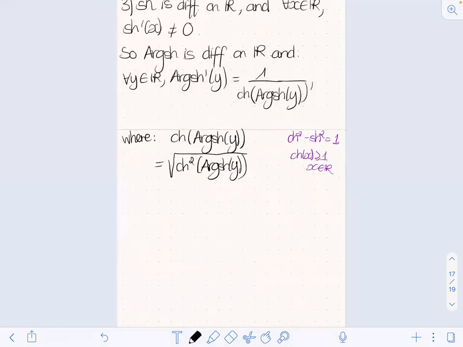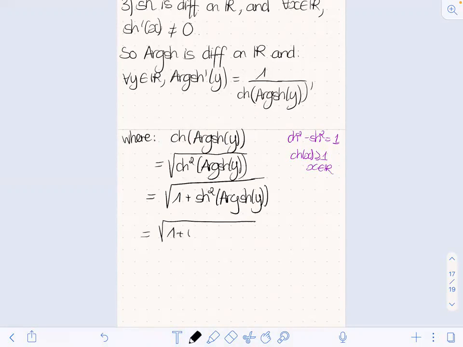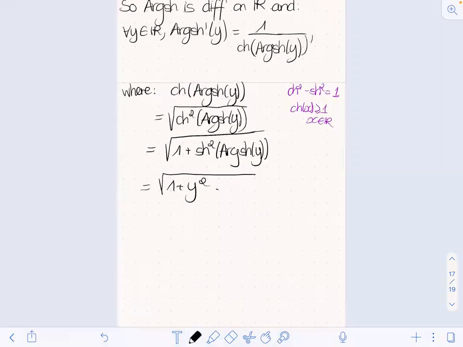And so this is equal to the square root of ch squared of arg sh of y. And once we're there, what was just said is key. So we get the square root of 1 minus, oh sorry, plus sh squared of arg sh of y. And what can we now say about that? It is equal to the square root of 1 plus y squared. Absolutely, yeah.